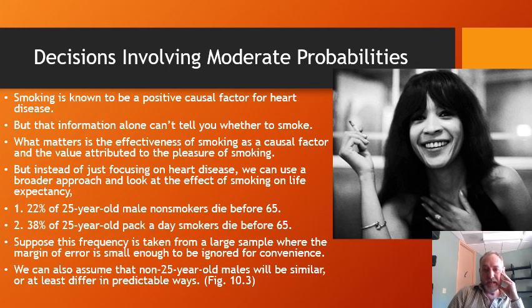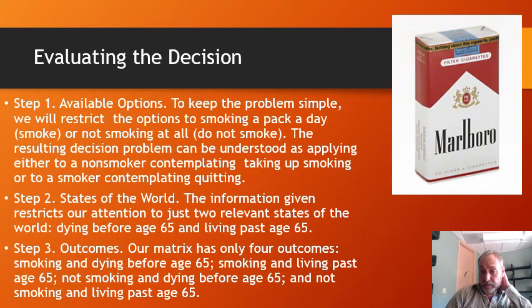So if this only applied to 25-year-olds, that would be of limited usefulness, right? But we can assume that the sample is 25-year-olds, and that people will differ according to their age, but in predictable ways. And 10.3 shows how that's predictable if you want to look at it.